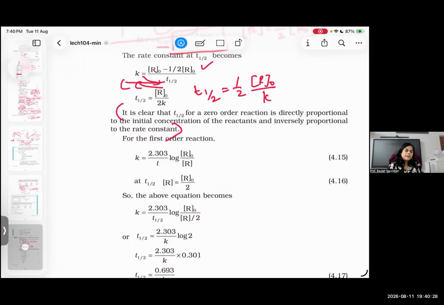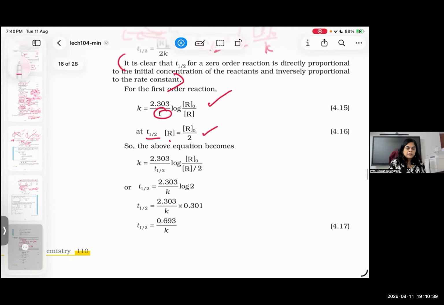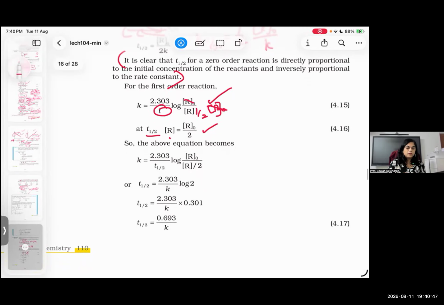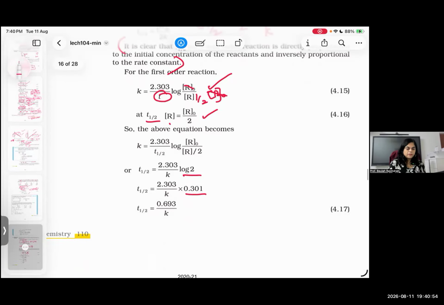For a first order reaction, this is the equation. You need to put T half and R as half R naught. If you substitute half R naught here, then these two get cancelled. So log of 1 by 1 by 2 will be log 2. Log 2 value is 0.3010, and you can substitute and find out. This is the T half of the first order reaction.